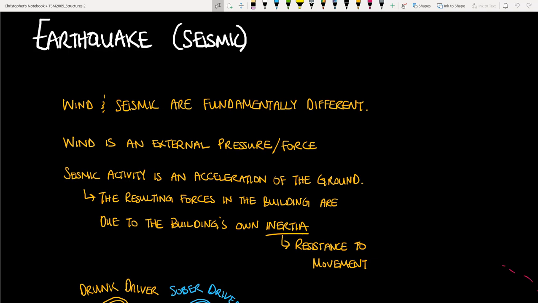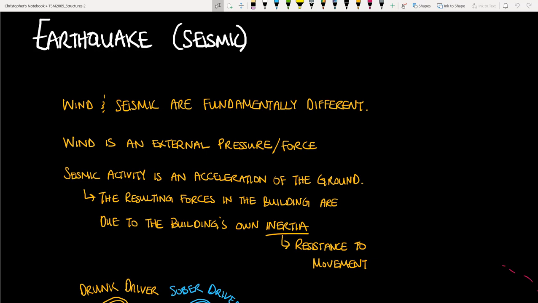Alright, let's wrap up this discussion on types of loads with our final load, earthquake, also referred to as seismic loads. Earlier I mentioned that wind and seismic loads, despite both being lateral loads, are fundamentally very different. This is because wind is an external pressure or force acting directly on a building. Seismic activity, on the other hand, is an acceleration of the ground caused by the movement of tectonic plates.